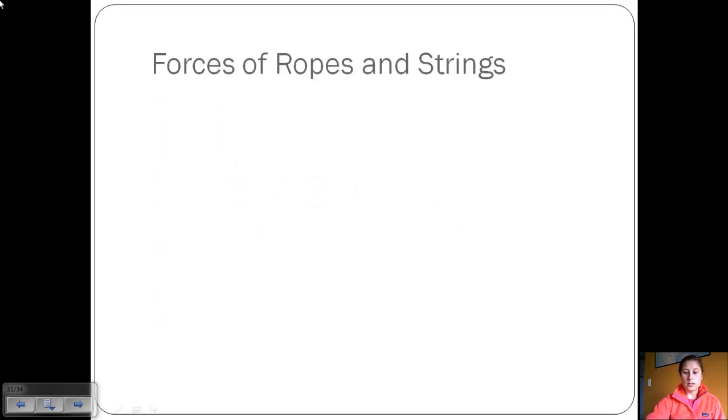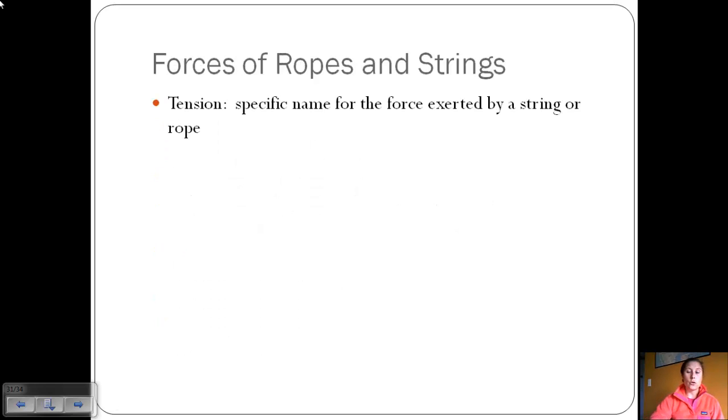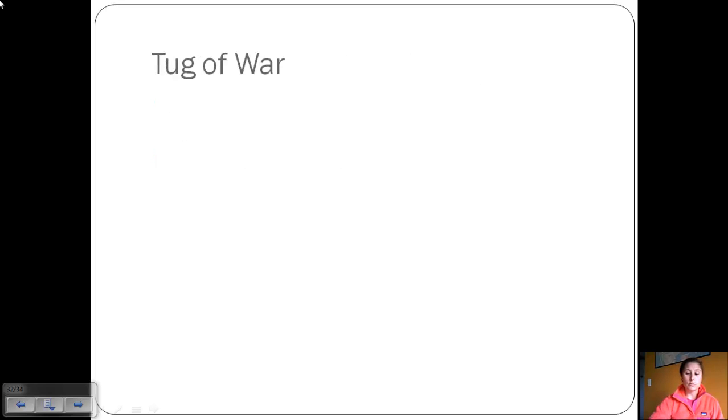Okay, so some other forces we can talk about are specifically of ropes and strings. And there's a specific name for this type of force, and it's called tension. So tension is the specific name for the force exerted by a string or rope. We assume all strings and ropes are massless, so they're not contributing to the mass of the object. We would just look at the object.